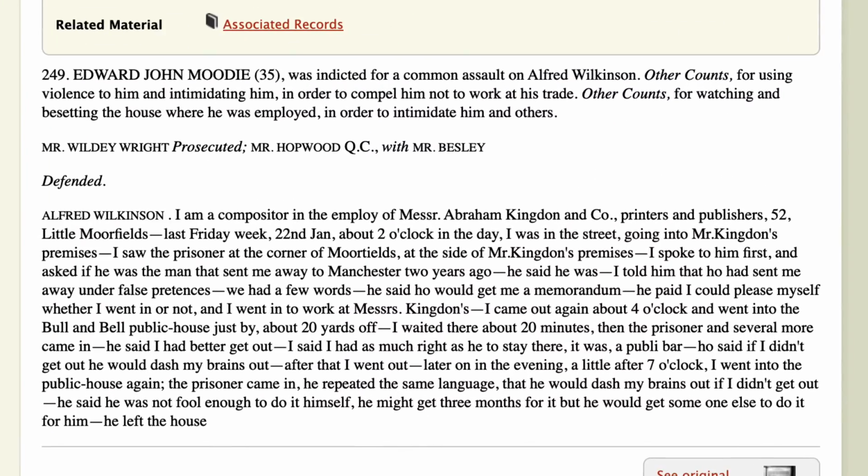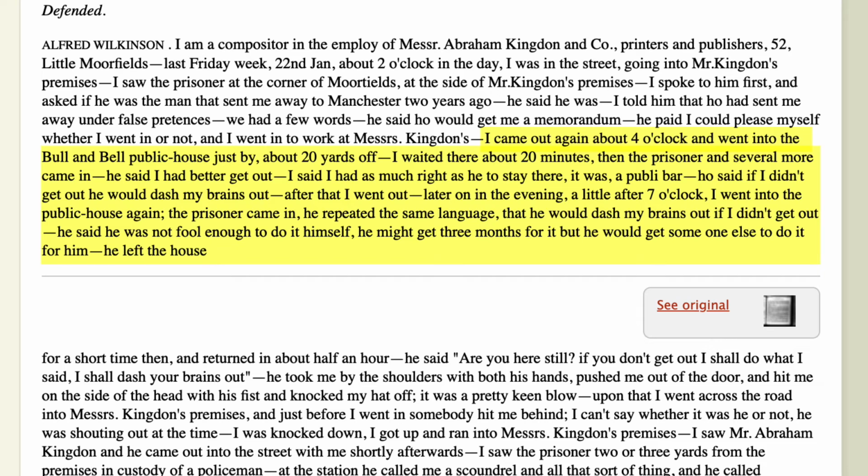Here's what he said. He said, I came out about 4 o'clock and went into Bull and Bell public house just by, about 20 yards off. I waited there about 20 minutes. Then the prisoner, or in other words, the defendant, and several more came in. He said I'd better get out. I said I had as much right as he to stay there. It was a public bar. He said if I didn't get out, he would dash my brains out. After that, I went out.